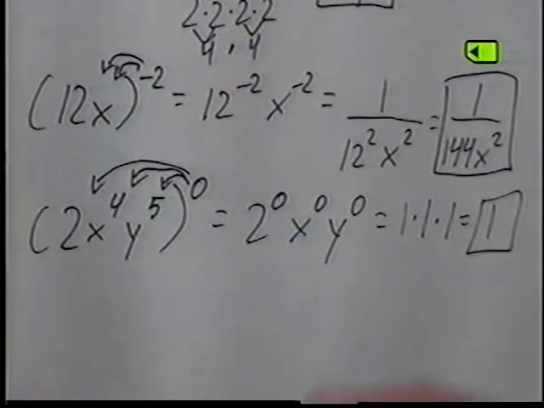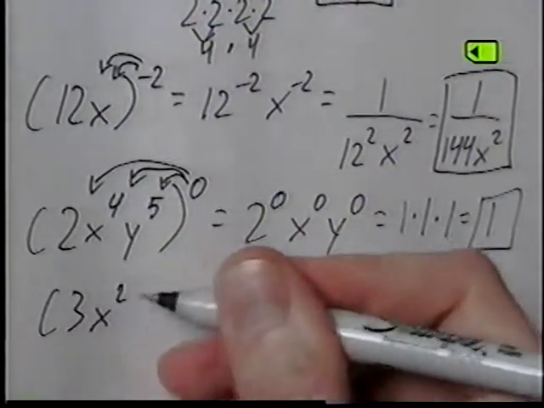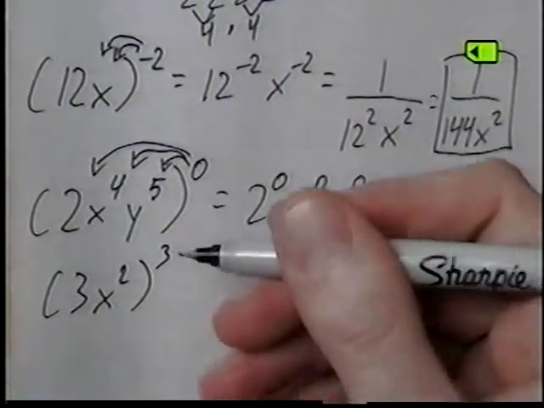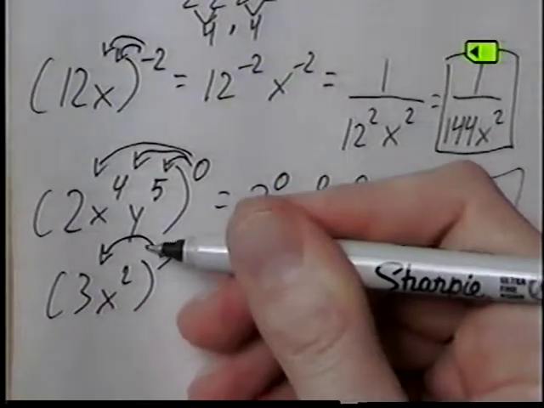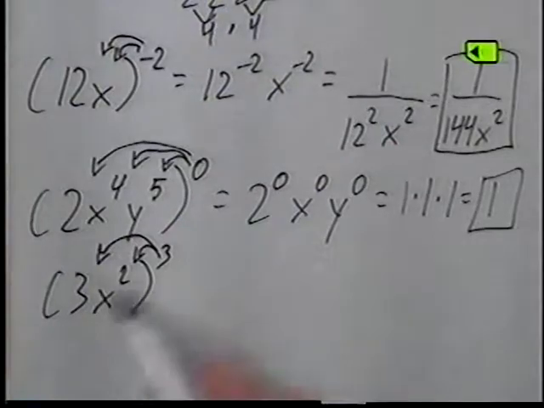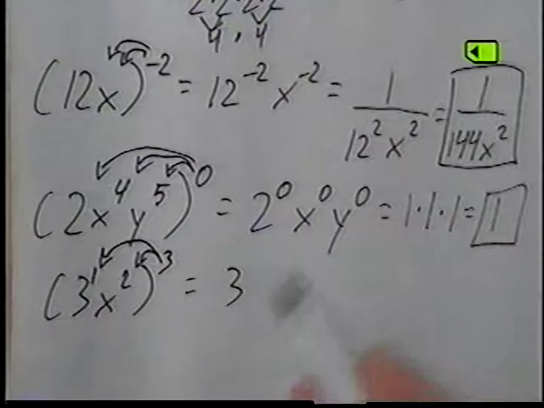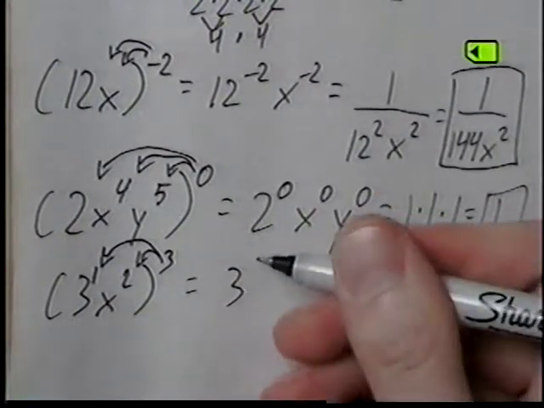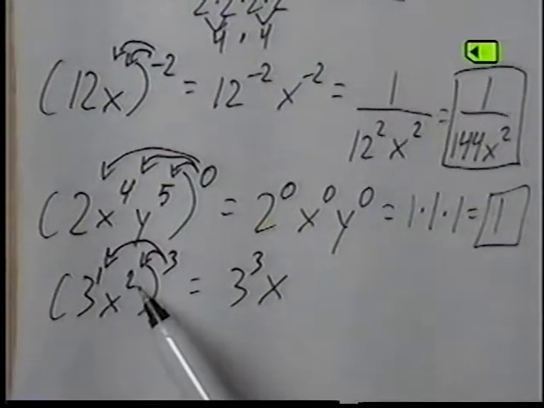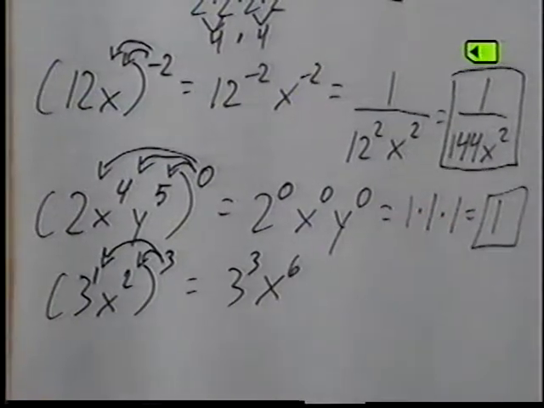Last question for this section of notes. Parentheses 3x squared to the third power. Again, the exponent goes to each term inside the parentheses. It goes to the 3, and it also goes to the x. If the 3 doesn't have an exponent, it's kind of like an imaginary 1. You can multiply those, and it stays 3 to the third power. X comes over, squared to the third power, multiply these, and you have x to the 6.